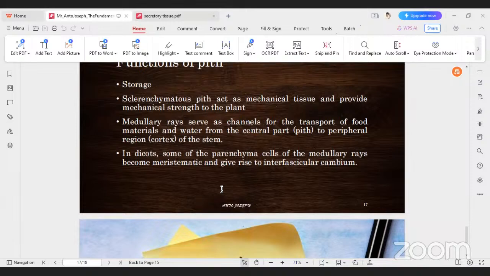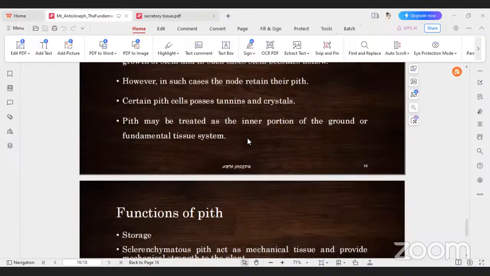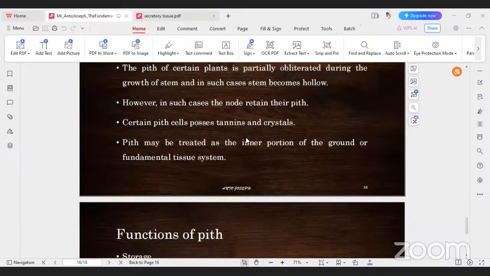In dicot, some of the parenchyma cells of the medullary rays become meristematic. This is important. In dicot, these medullary rays arise from the medulla, and they can function as meristematic tissue and form cambium. I will explain in secondary growth. Right, this is about ground tissue. And next one, let's see vascular tissue system.